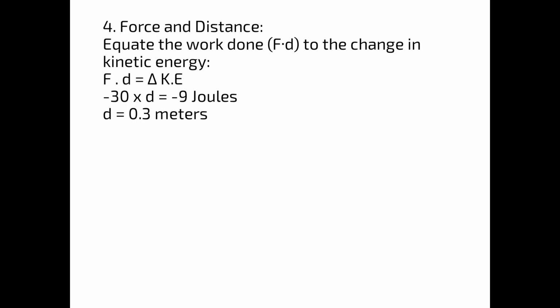Number 4. Force and distance. Equate the work done Fd to the change in kinetic energy. Fd = ΔKE. F is equal to -30 Newtons, and we need to find d, with ΔKE = -9 joules. Solving for d, we find d = 0.3 meters.